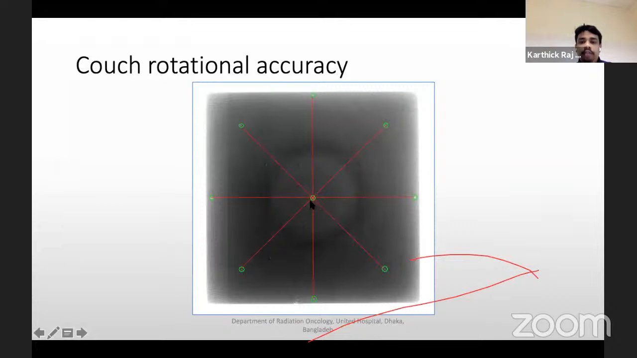It should be within less than 1 millimeter diameter, because when you go for non-coplanar fields, the couch rotation has a higher inaccuracy in most linear accelerators. So for couch rotation accuracy, if you want to go for SRT treatments, when you do a lot of non-coplanar fields, you have to make sure you keep the couch rotation accuracy within plus or minus half a millimeter. It is very important to perform high quality SRS treatments.